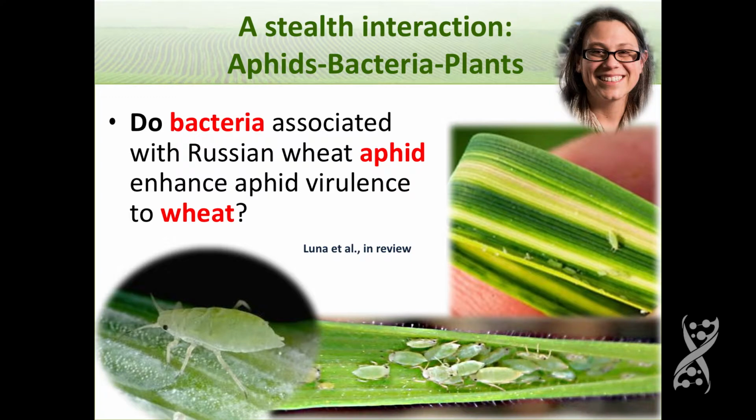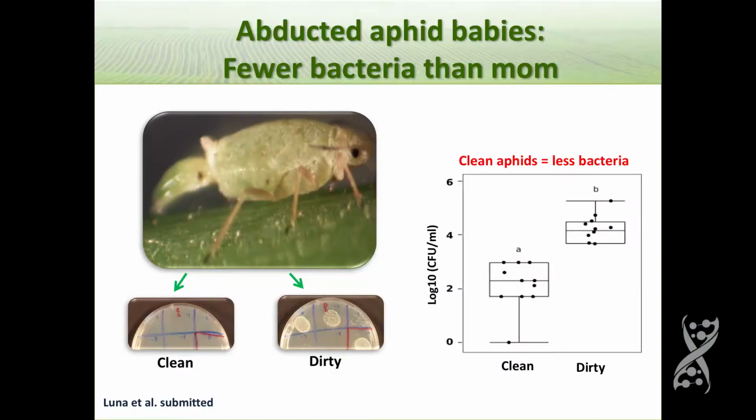So then Emily Luna took over the project, and she asked the really important question, and that is, do the bacteria that are associated with the Russian wheat aphid enhance virulence to wheat? And fortunately, Emily is an entomologist by training, but has some bacterial experience working with Tony. So she was able to do what we needed to do, which was clean the aphids up. So the first thing we did was treat the aphids with antibiotics. Now you have to be really careful, as I said, not to kill their internal populations of bacteria. And we were able to do that.